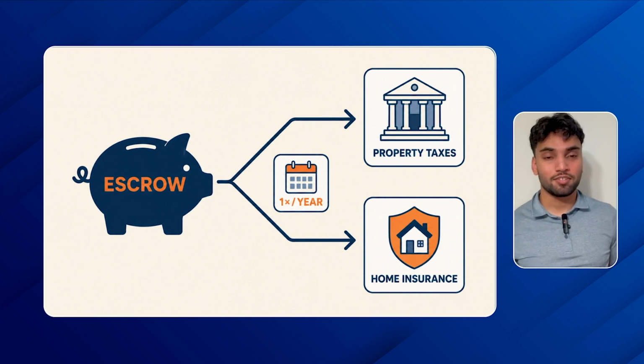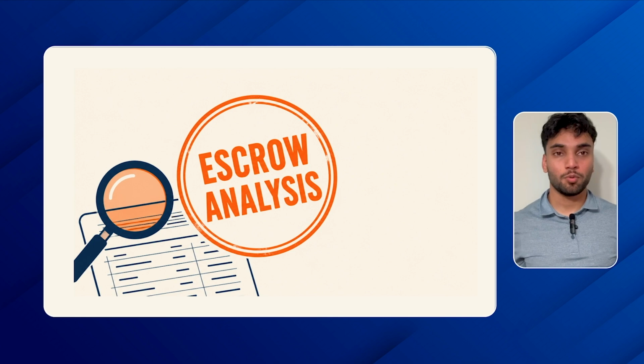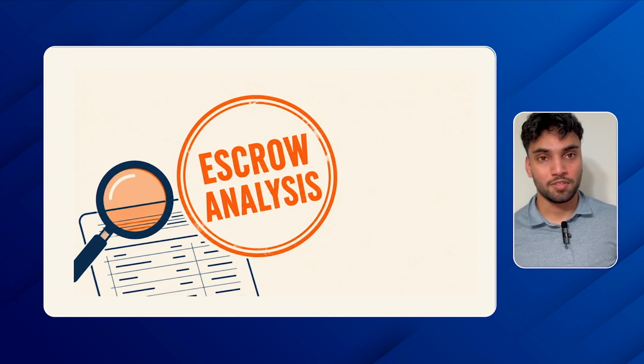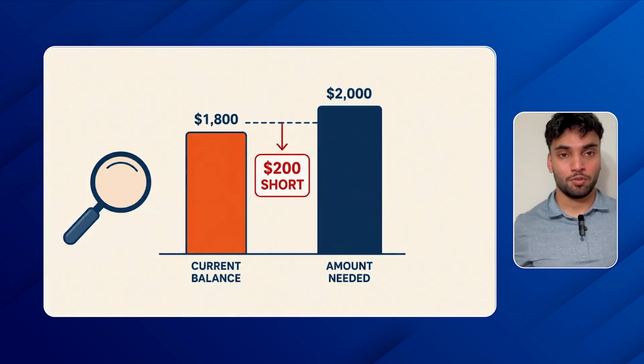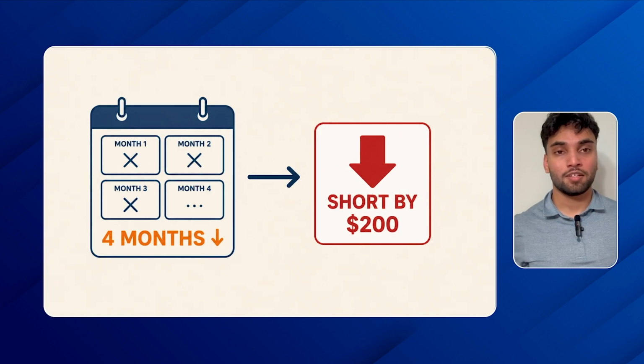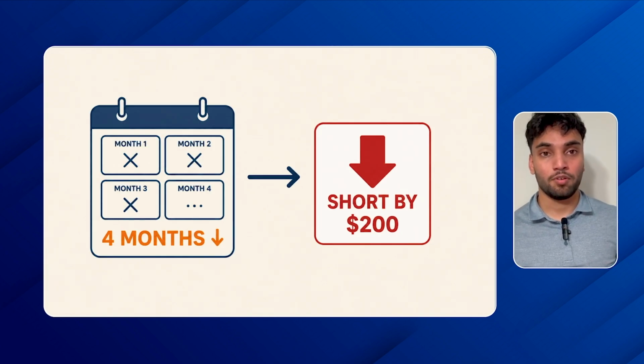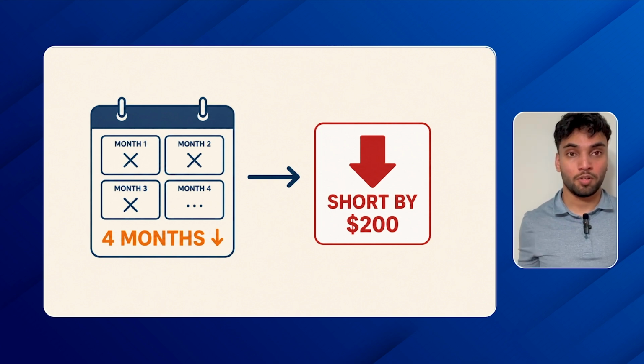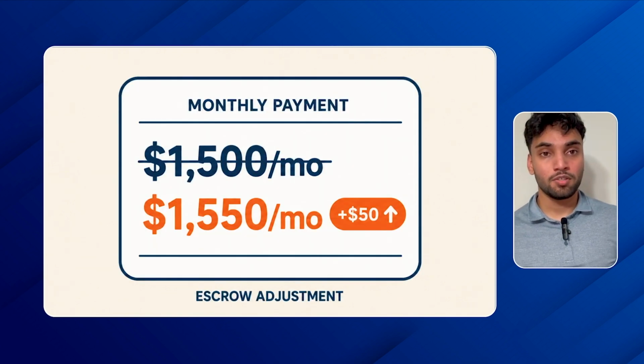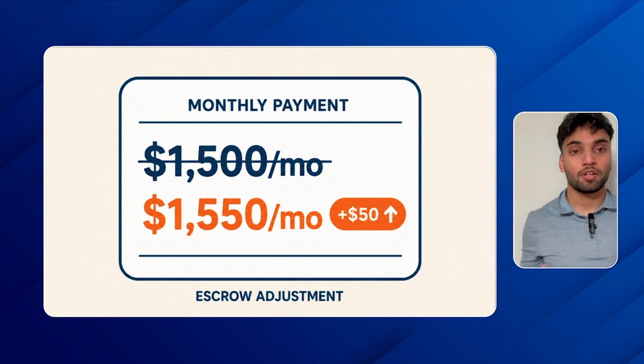Property taxes and insurance costs can change over time. Your lender will perform something called an escrow analysis once a year. This is where they will look at your escrow account and your current balance to see if you will have enough money to pay your taxes and insurance when they become due. So let's say your taxes and insurance are due in 4 months when your lender performs this escrow analysis, and they gauge that you're going to be $200 short. Then they will increase your monthly payment by $50 in order to cover those costs.